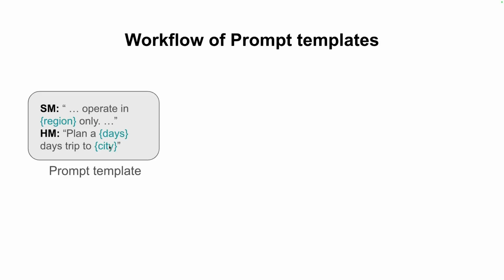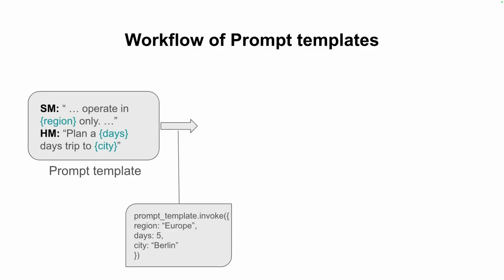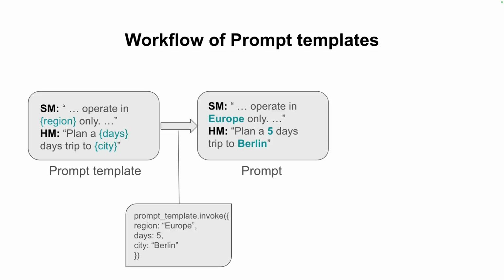Now, once we have the prompt template, the next thing we are going to do is invoke this prompt template to create a prompt out of it. When we invoke a prompt template, we will get an output as a prompt, but we also need to assign the values to the variables that we want to use in this particular prompt. So in this example, I'm invoking a prompt template and providing it a dictionary in Python, and I'm assigning values to region as Europe, days as 5, and city as Berlin. And it will look something like this.